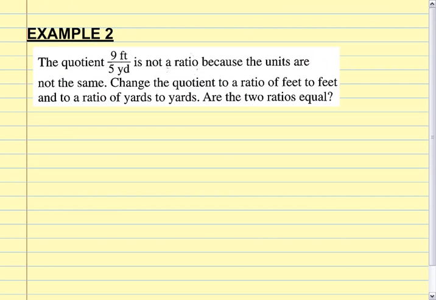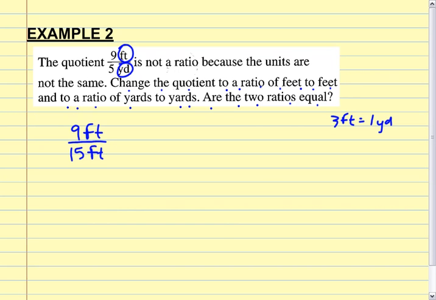All right, let's look at the next one. The quotient, 9 feet to 5 yards, is not a ratio because the units are not the same. Look, this one's feet and this one's yards, but I can change yards into feet. It says change the quotient to a ratio of feet to feet and to a ratio of yards to yards. Are the 2 ratios equal? Well, let's think about this. First one, we're going to change them both to feet. 9 feet is already there. Now, wait a minute. 3 feet equals 1 yard. And if I've got 5 yards, then I've got 3 times 5, which is 15 feet.